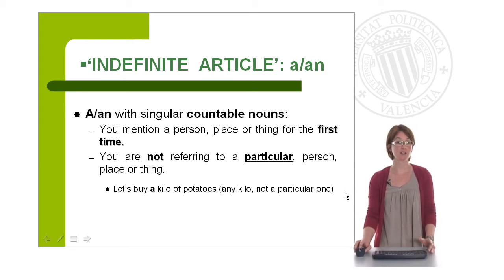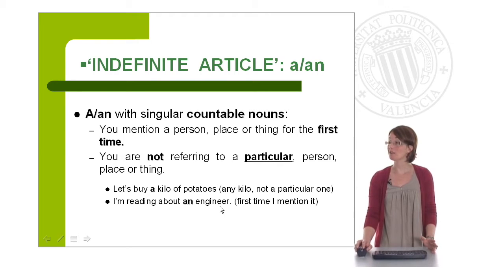Let's consider the next example. If I say, I'm reading about an engineer, well, this is the first time I mentioned it, so I use an. Remember, we use an when the next word begins with a vowel.